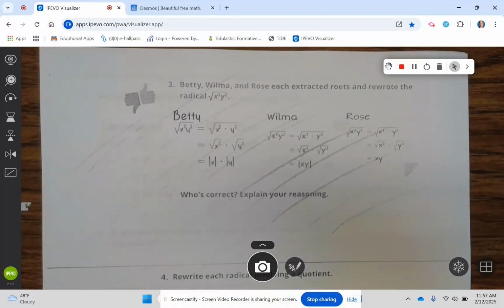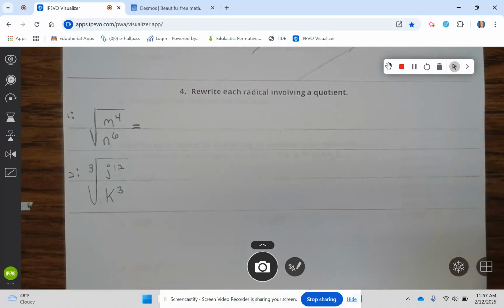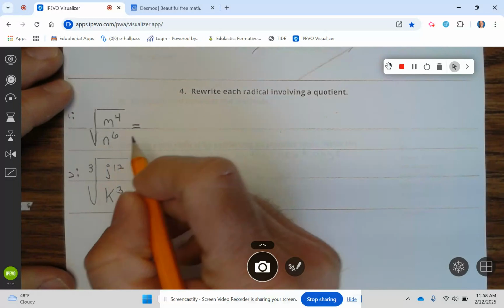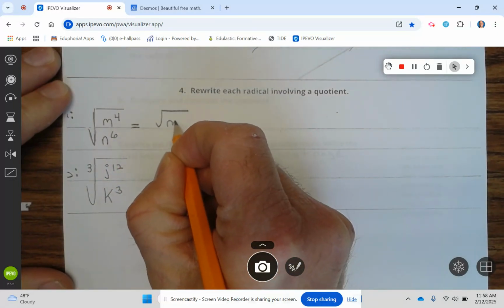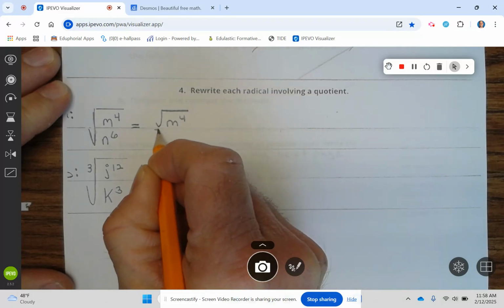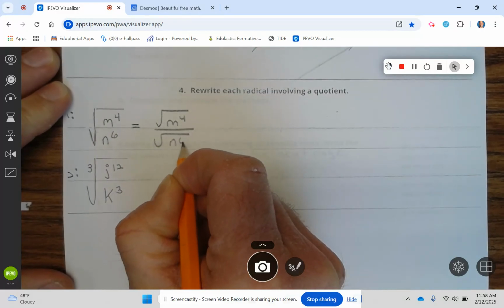All right, go ahead and mark out number 3. Let's take a look at number 4. Rewrite each radical involving a quotient. Okay, so this can be rewritten as the square root of m to the 4th divided by the square root of n to the 6th.